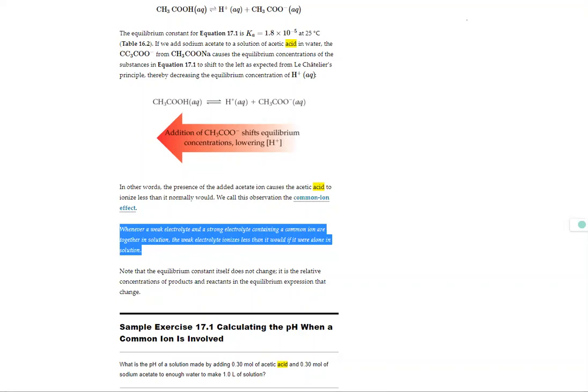Sounds confusing, but just remember, if you're adding more of an ion, or if you have a common ion, you have more of that ion in the solution, so you want to shift away from the side that has that ion on it. The reaction is going to increase in rate in the direction away from where that ion is.